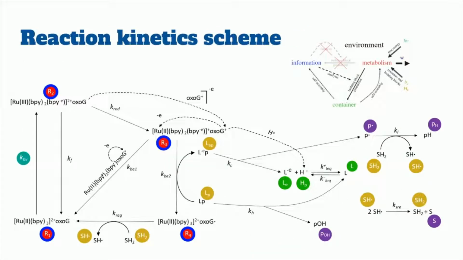Now let us take a look at the reaction kinetics. In the upper right hand corner we have the previous figure for your reference. We have highlighted species with colored circles according to the role in the protocell system. For example, the green circles are container species. Note that the circles with both blue and red symbolize the fused information and metabolic components.